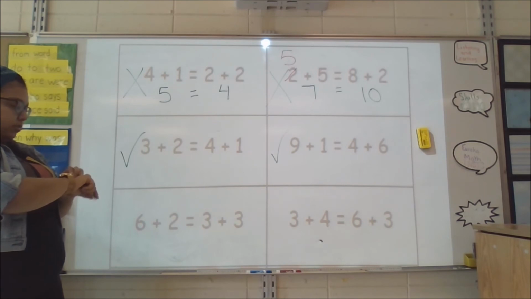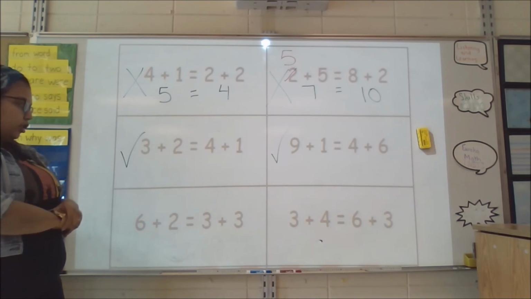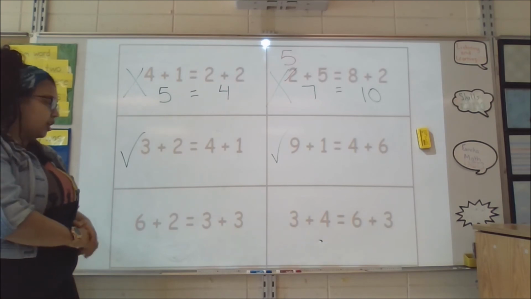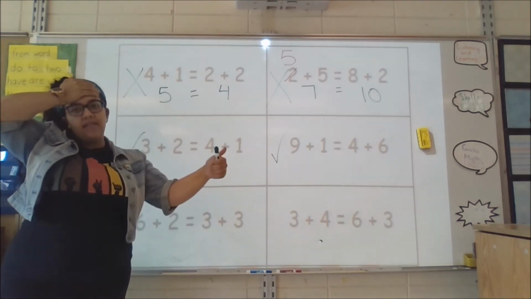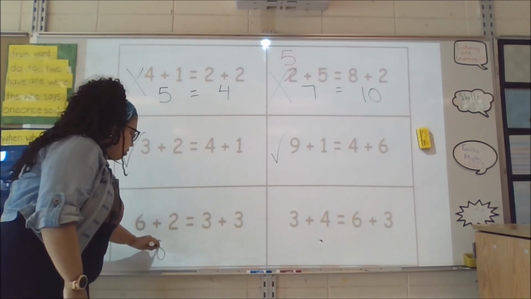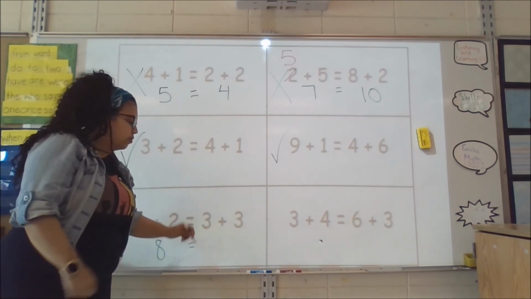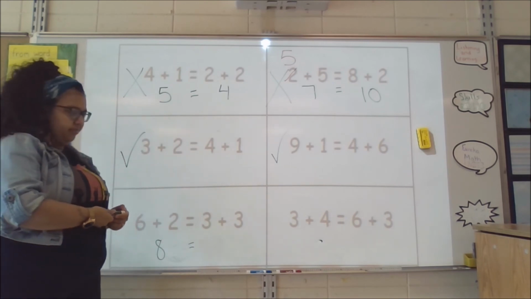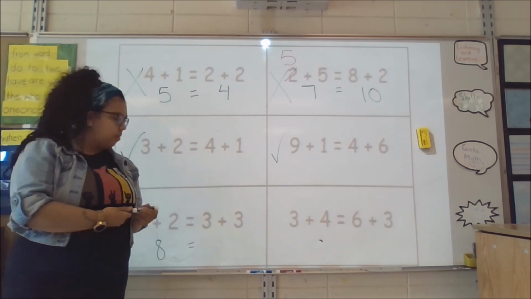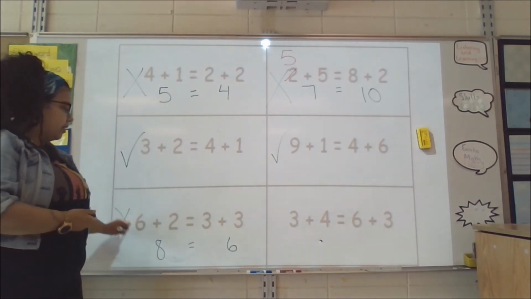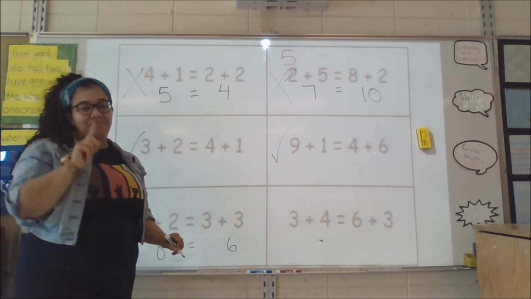6 and 2 is equal to 3 and 3. Is it? Let's check. 6, 7, 8. Alright, I'm going to write it down here. Is 8 equal to 3 and 3? We know 3 plus 3. That's a double. That's 6. So do these match? Nope. They don't match. They're not the same.